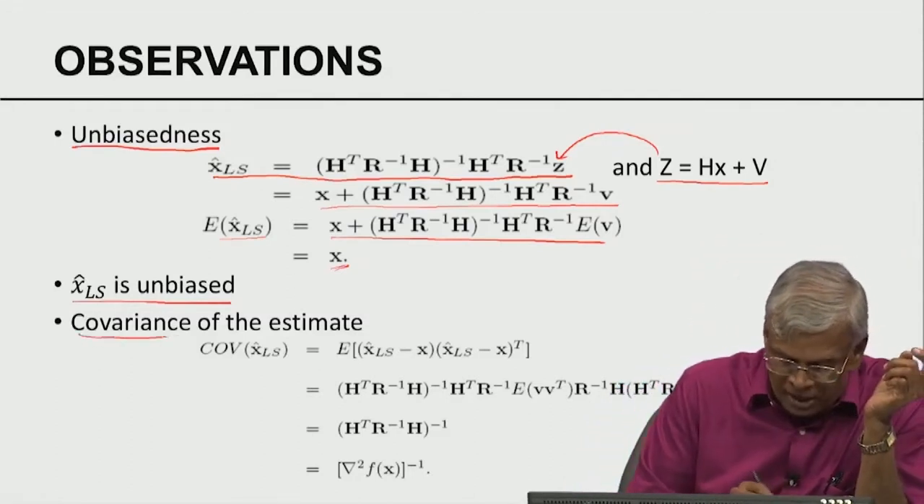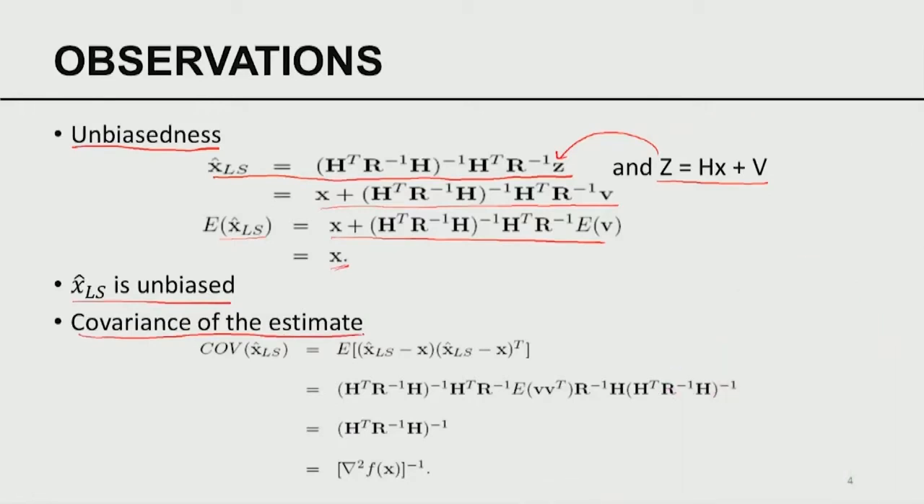I would like to compute the covariance of the estimate. The estimate being a vector, the covariance consists of the outer product. This is the column, that is the row. You have to consider a matrix and take its expected value. The expected value of the matrix is the expected value of every element of the matrix. In this particular case, from this equation, I know the expression for x hat LS. The expression for x hat LS is equal to x plus this. So using this relation in here as well as in here, we can readily see these two factors relate to this. I am going to talk about the expected value.